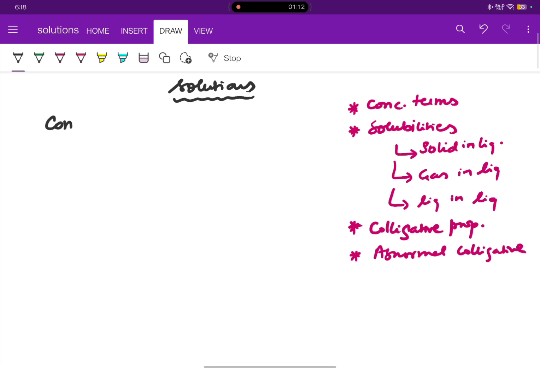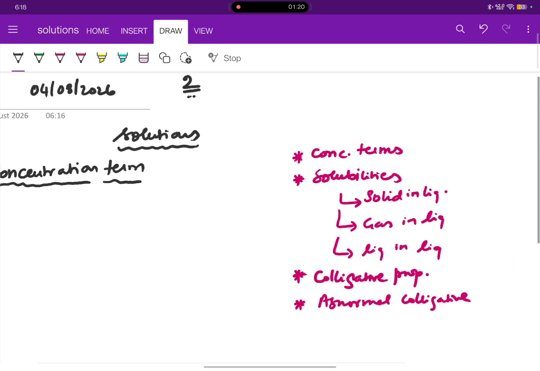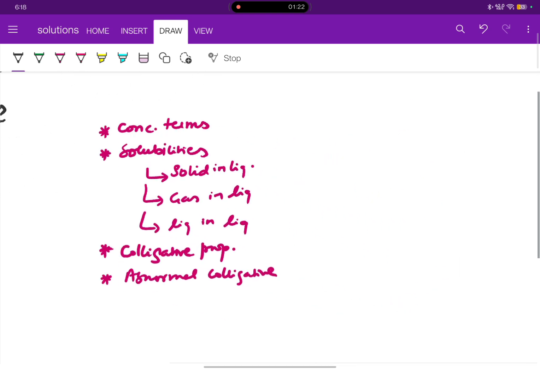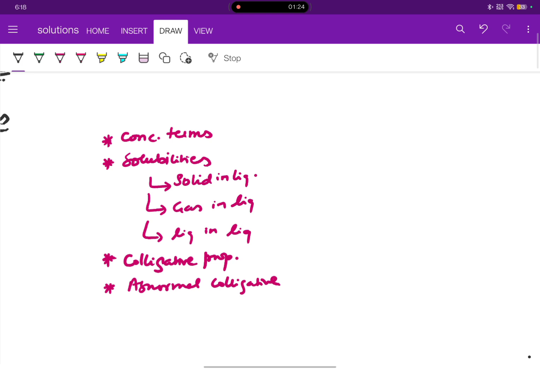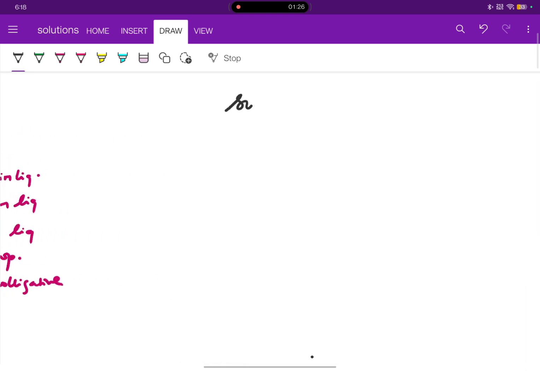So what are all the concentration terms that you know? First, what is a concentration term? Why should we know about concentration terms? So let me elaborate that further. When you take any solution, it is made up of two components. Actually, solutions can be made up of many components, but we are dealing only with binary solutions.